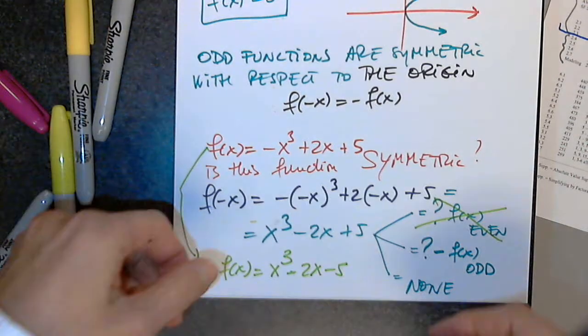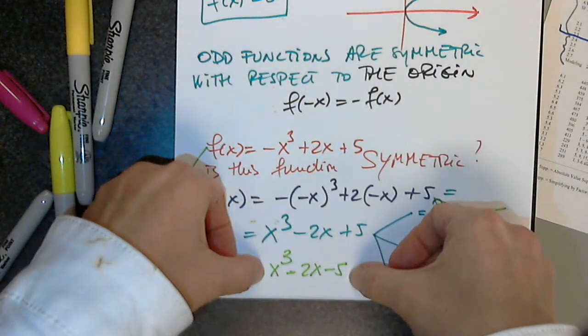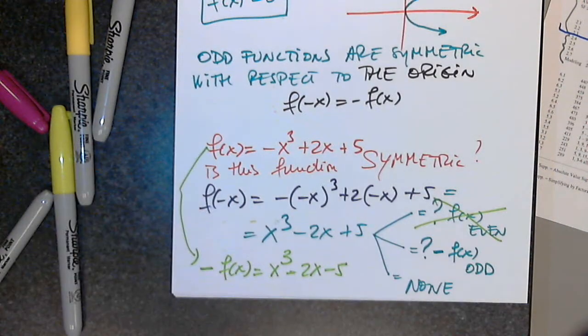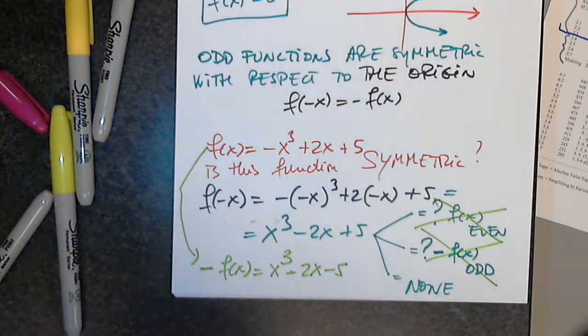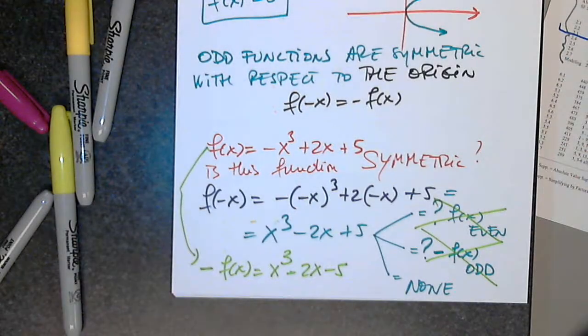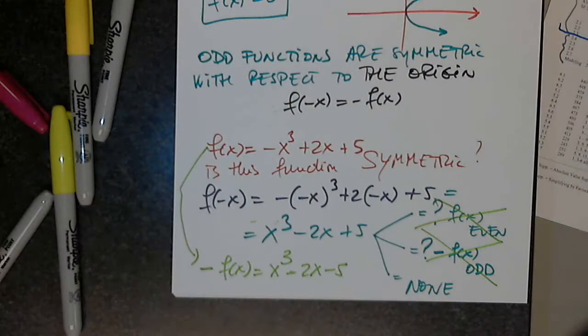At this step, I compare this to this. Are they identical? No. Since they are not identical, I'll cross out the odd as well. So what do you conclude about this function? Is this function symmetric or not? Not symmetric. It's not odd, it's not even. That's the procedure.